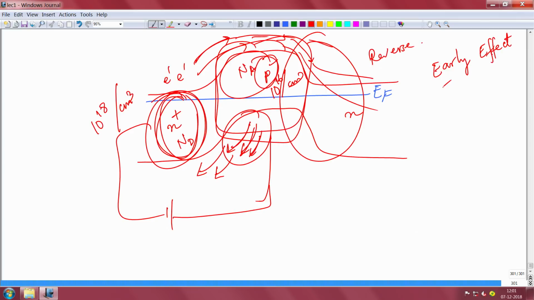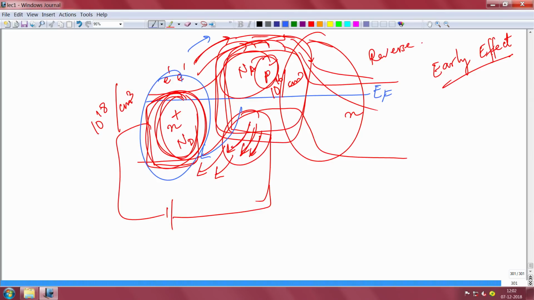So you don't want the base to be doped light, but the moment you dope the base high, if it comes almost equal to the emitter doping, your gain will not be there, because the number of electrons you are injecting this side will be equal to the number of holes coming this side. It will be very terrible. And you cannot dope the emitter very high either, because after some time the doping is so high that the band gap will narrow, the band gap will shrink.